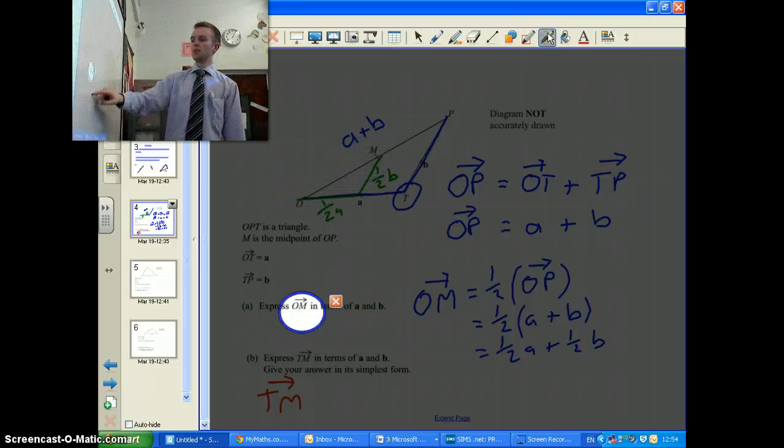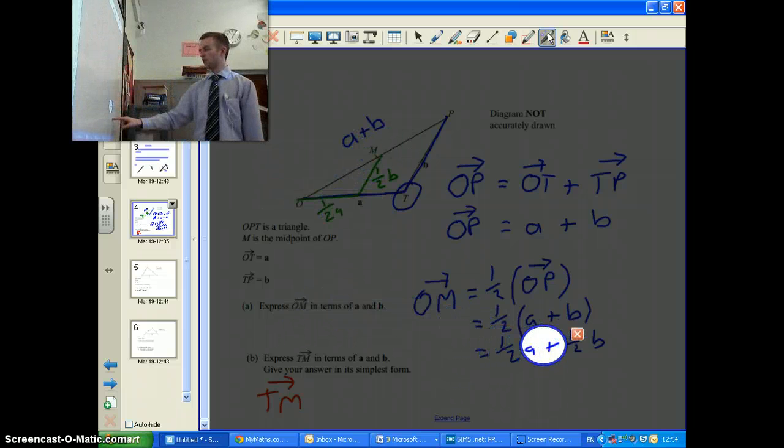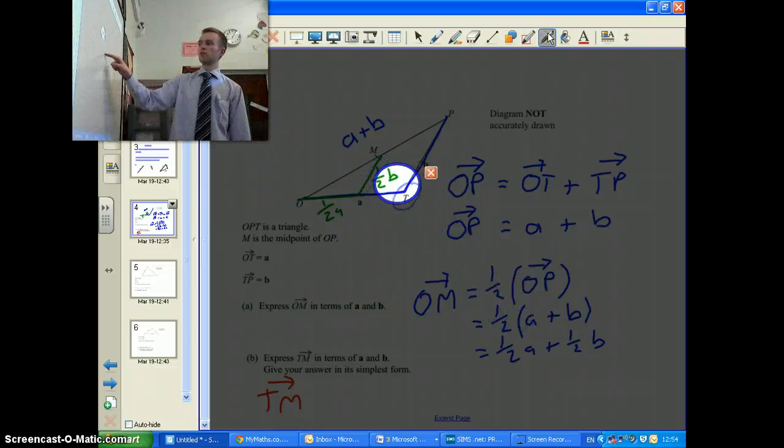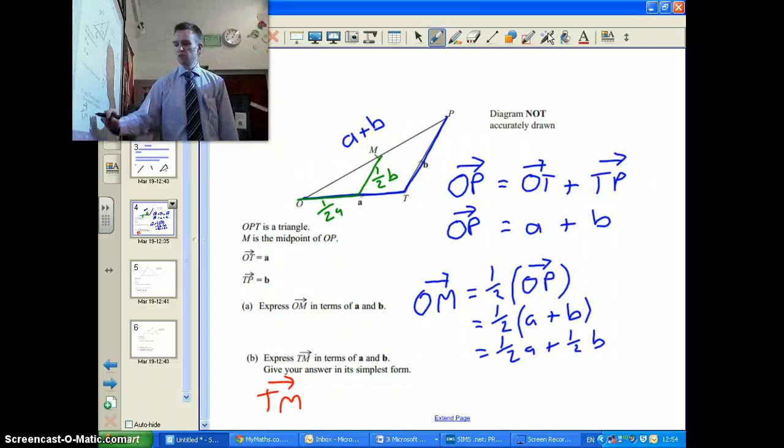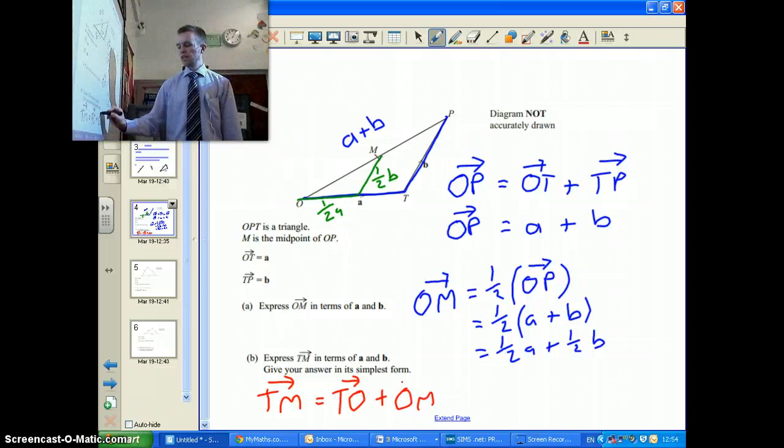Alright, I've already worked out what O to M is. O to M I've worked out is a half A plus a half B. So I want to go from T to O and then from O to M. Okay, so T to M, I want to do T to O plus O to M, and that gets me from T to M in the end. Alright, so O to M, I already know what that is, and so next up I've just got to work out from T to O.